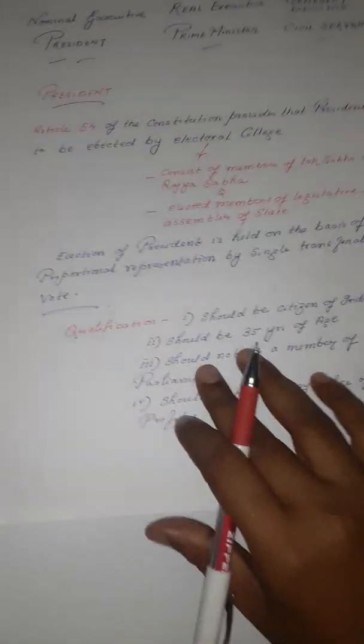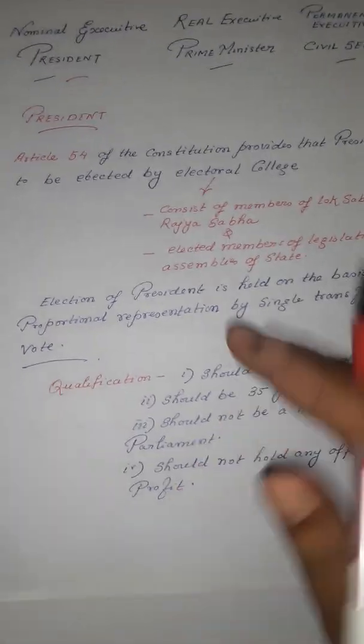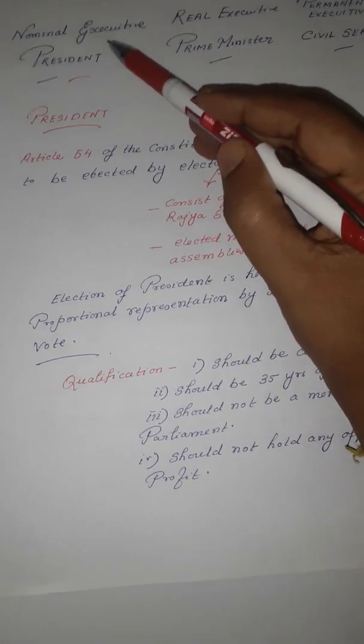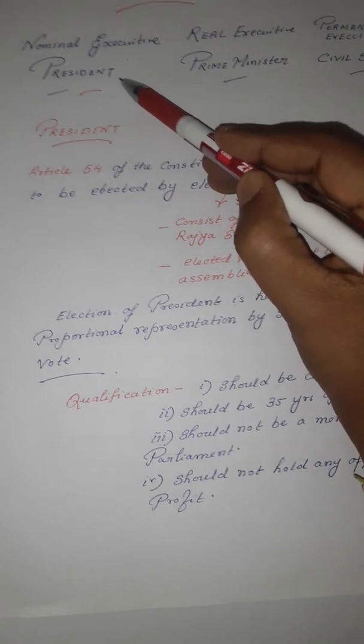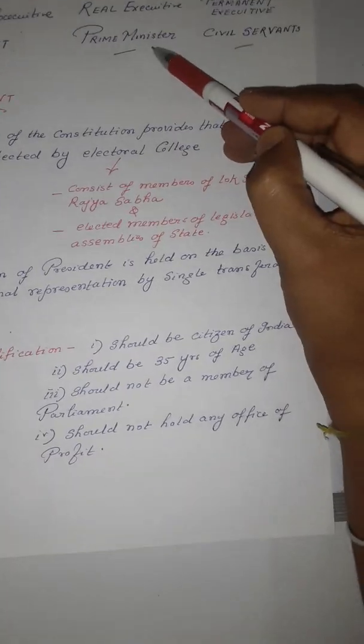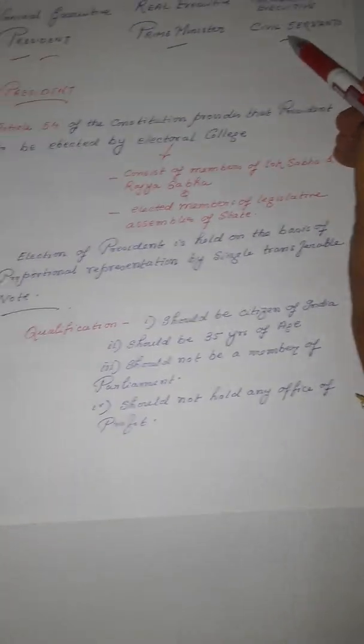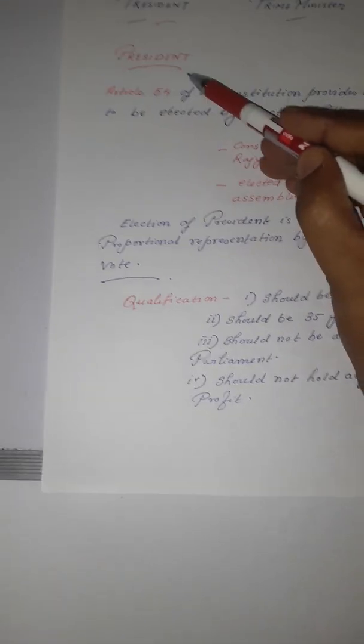Okay, next thing, the executive in India. Here you need to know about the nominal executive, that is the president, the real executive, that is the prime minister, and the permanent executive, that is the civil servants. Let me start with the president.